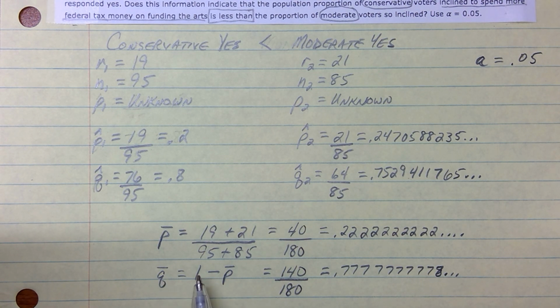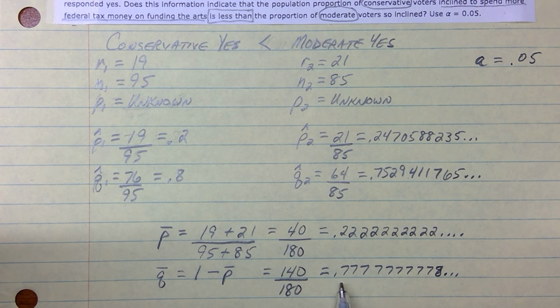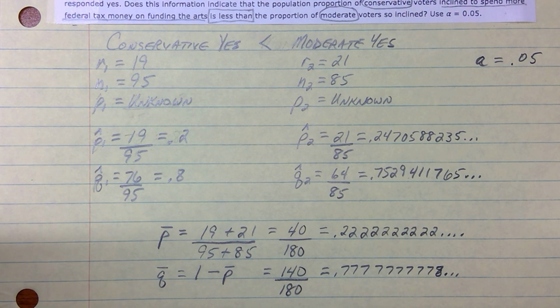The easiest way to do it is 1 minus whatever P bar was, 1 minus P bar. If 40 said yes, that means 140 said no. Out of 180, that's my 0.7 repeating. I'm going to use 0.7778. That 7's going to round that one up to 8.